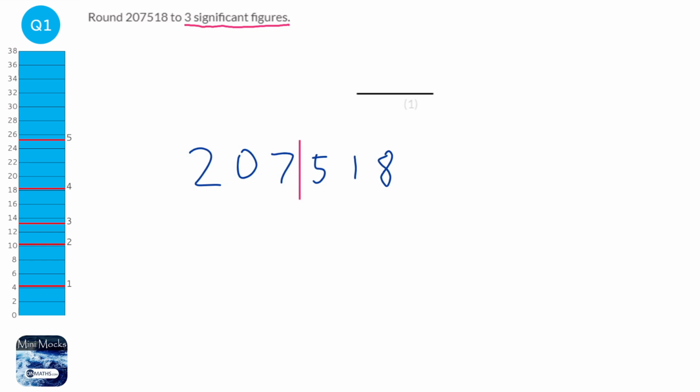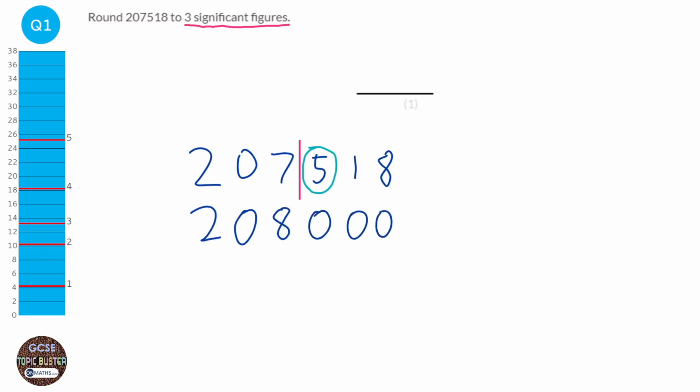Now all the numbers to the right, so these numbers here, will all turn to 0. But before that happens, we look at this number. If it's 5 or more, it moves this number up by 1. If it's less than 5, that number stays the same. Now it is 5 or more, because it is 5. So it's not going to be 207, it's going to be 208. A common mistake is that students write down 208. No, all the numbers to the right of that line turn to 0. So it would be 0, 0, 0. So it would be 208,000 exactly.